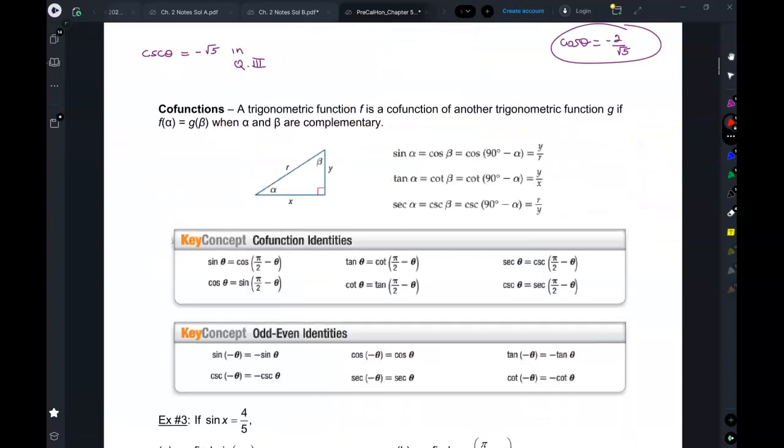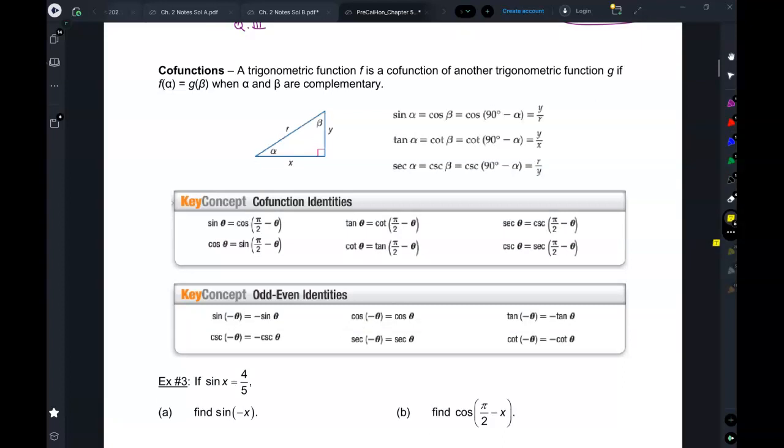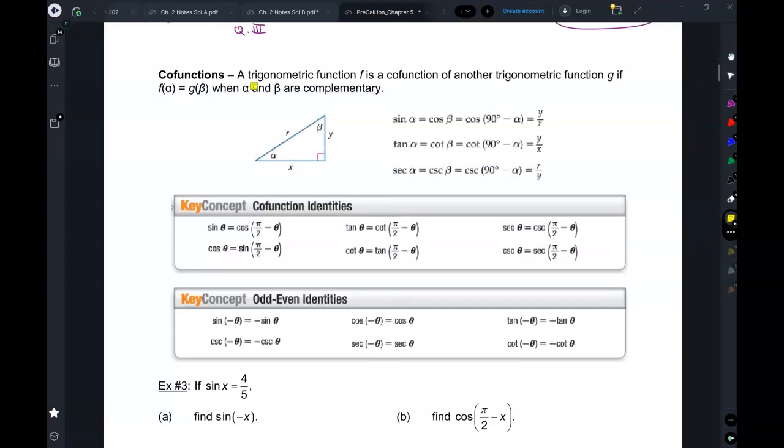Okay. All right. So, cofunctions. Next type of identity. A cofunction is a trig function that is related to another function. We've never really talked about why it's sine and cosine, and tangent and cotangent. What is that relationship? So here we go. This is it.